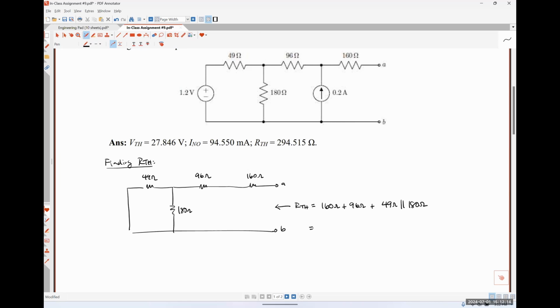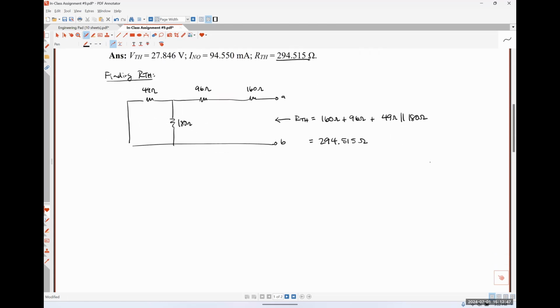in decimal form, 294.51528. So let's just call it 515 ohms, which agrees with our expected answer. Okay, so what's next? Thevenin voltage or Norton current? Voltage. Thevenin voltage, okay.